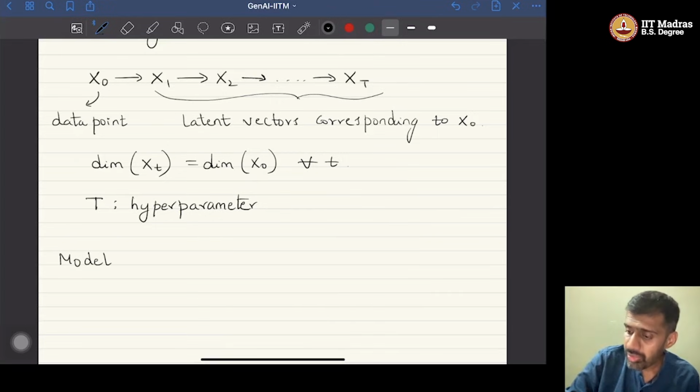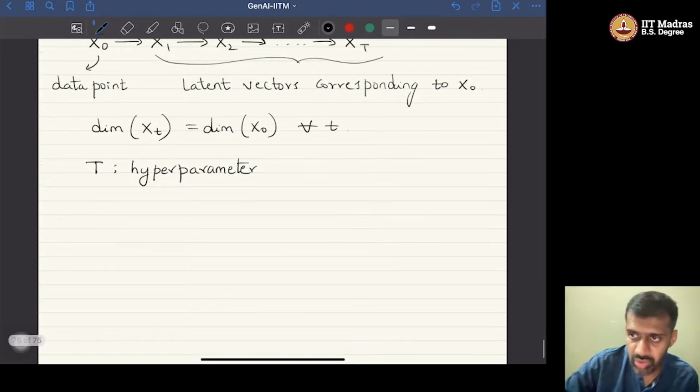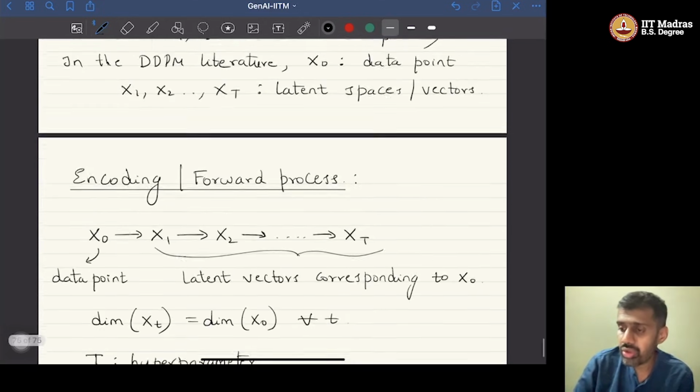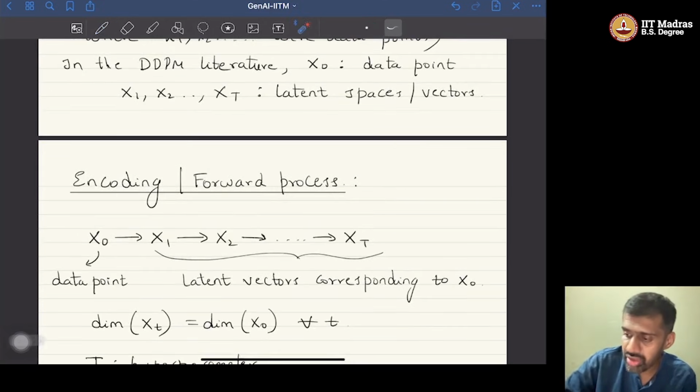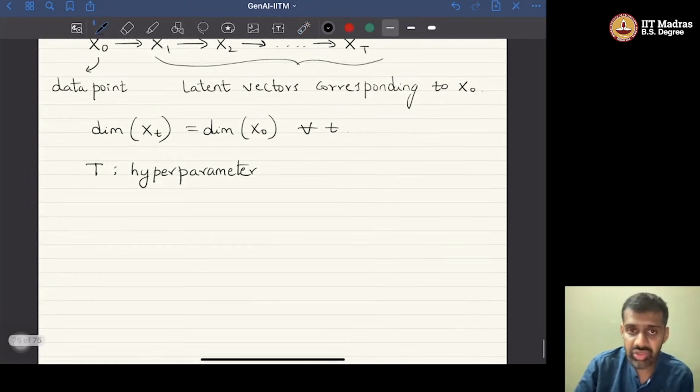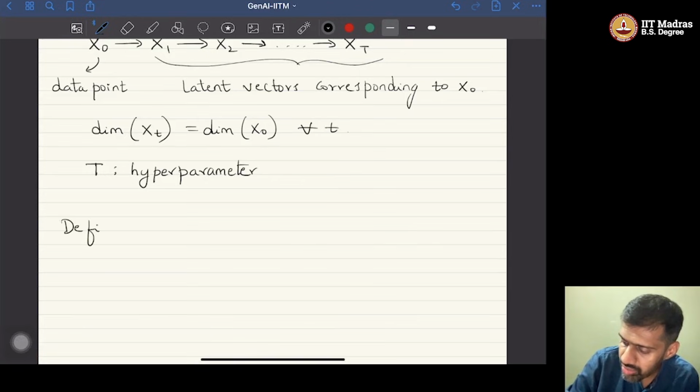So maybe before I define the model, let us complete the encoding process and then we'll go to the definition of the model. I told you that the encoding process, which is now also called the forward process, I'll be using these terms encoding process and forward process interchangeably. Now the forward process, I told you, is fixed and non-learnable, right? It's a fixed non-learnable procedure.